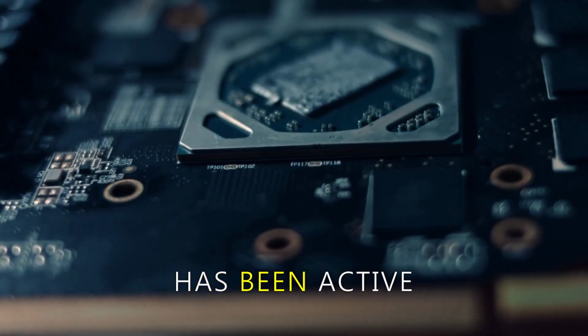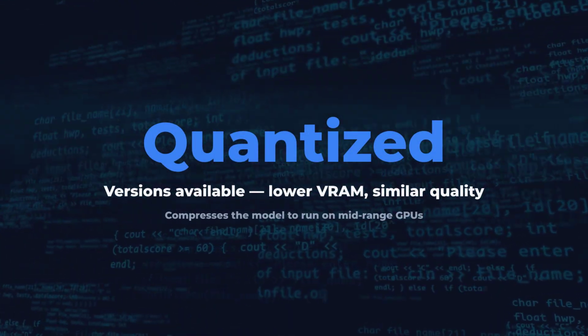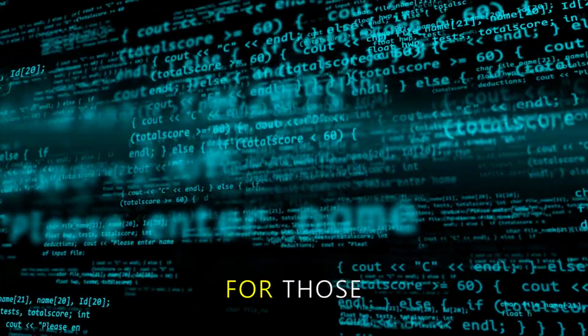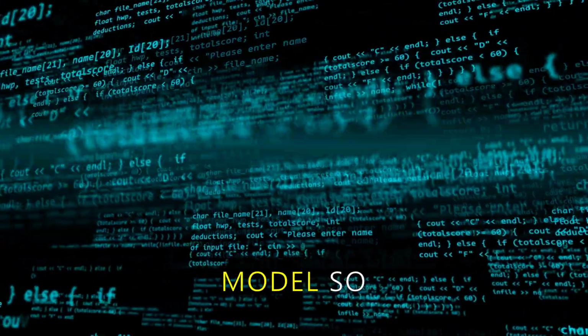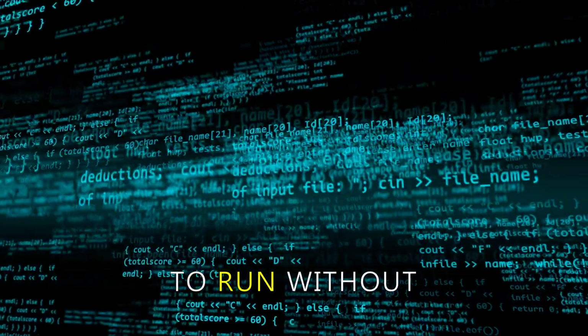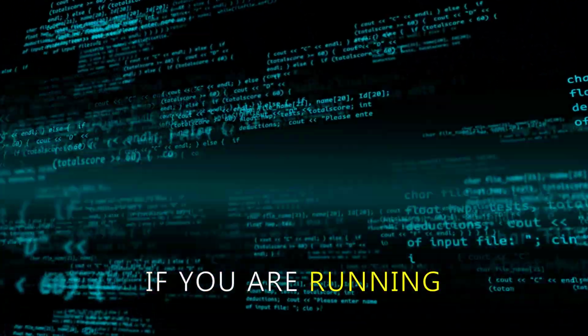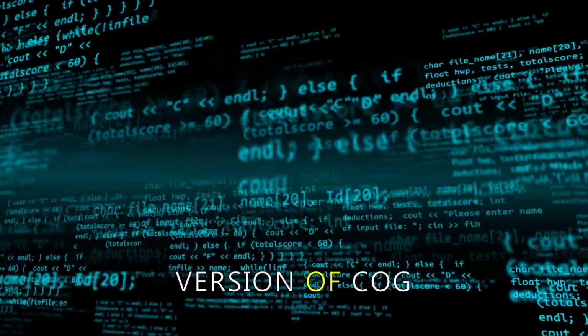The community has been active in producing quantized versions that reduce memory requirements significantly while maintaining much of the quality. Quantization, for those unfamiliar, is essentially a technique that compresses the model so it needs less memory to run without totally sacrificing output quality. If you are running on a mid-range GPU, searching for the quantized version of Cog Video X is the move.